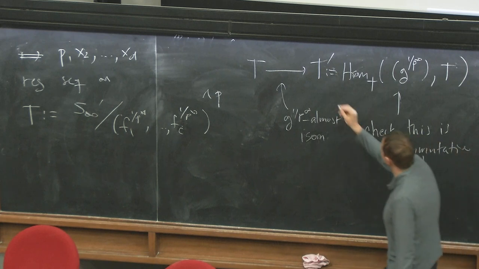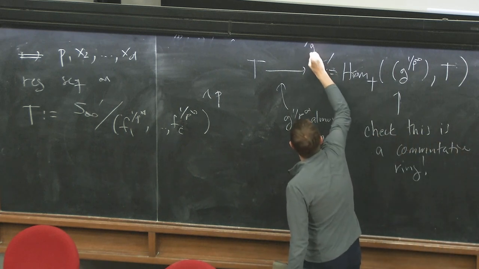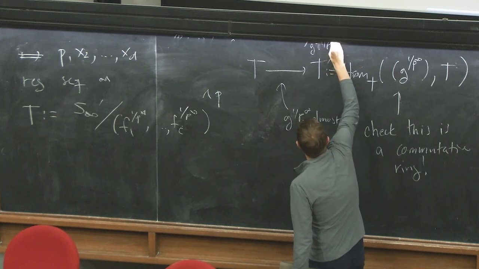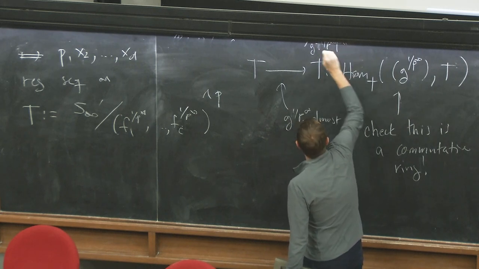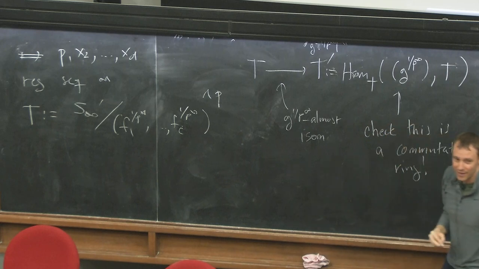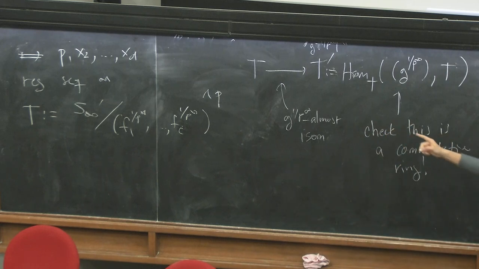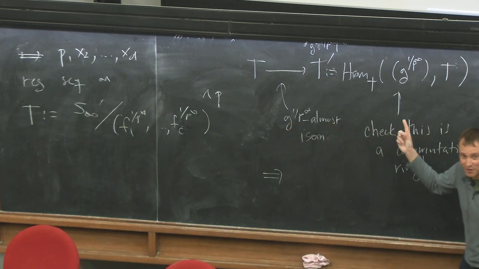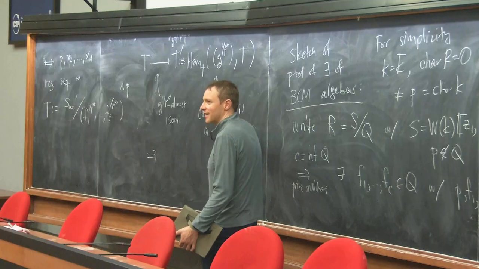So this ring you can think about in some sense as multiplying, right, T times G to the minus 1 over P to the infinity. Right, so sort of extracting some extra roots from this thing. All right, so once you've checked this, and this is fun to check, I would check this directly.